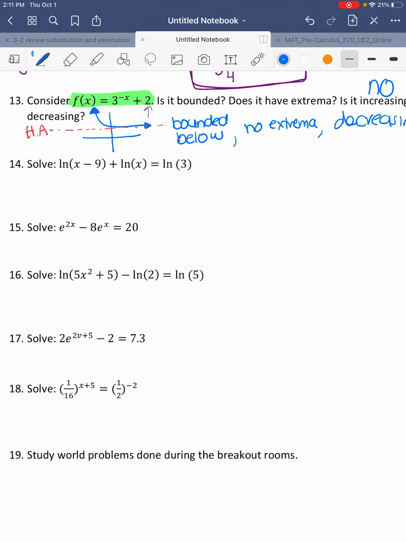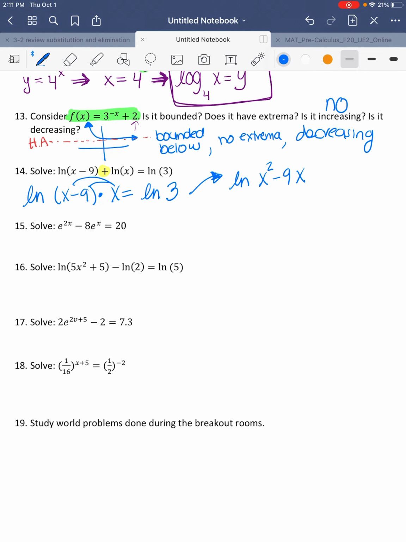Question 14 is an ln function, equation. We need to solve for x. There's a plus, so we use the product rule. We're going to multiply the x minus 9 times the x. Then we're going to distribute. So ln of x squared minus 9x equals ln of 3.